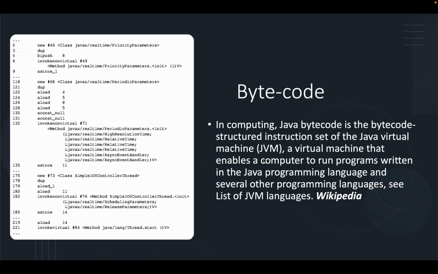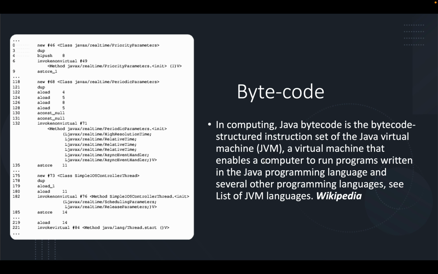Then the bytecode. As we mentioned in our previous lecture, the bytecode is like an intermediary, or you can almost say it's the language of the JVM. It has its own structure, and the JVM knows how to read it. In computing, Java bytecode is a bytecode structured instruction set for the JVM, a virtual machine that enables a computer to run programs written in the Java programming language and several other programming languages. This definition comes from Wikipedia.